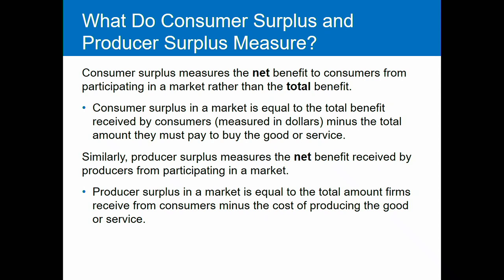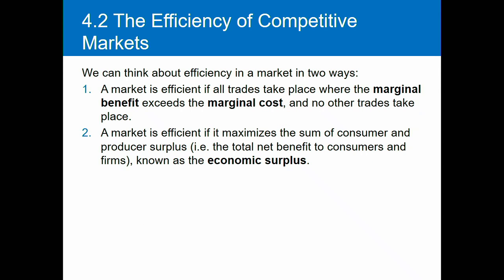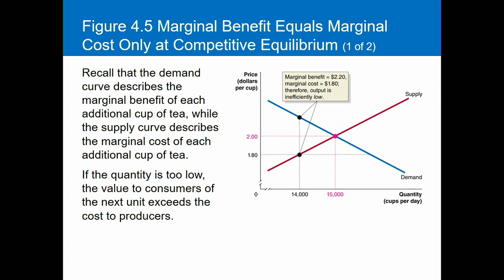So what we see in markets is both consumers and producers are making themselves better off. They're deriving this extra value from participating in market transactions. So we can think about the efficiency of a market in two separate ways. We can think of marginal benefit and marginal cost, or we can think of it in terms of economic surplus. Both of these ways of thinking about it are going to lead us to the same result. Basically that equilibrium is good.